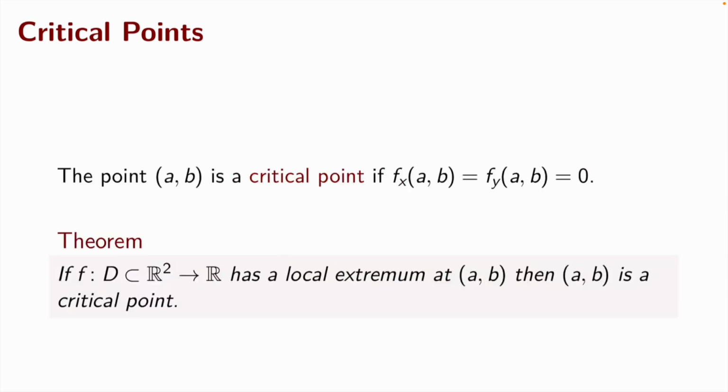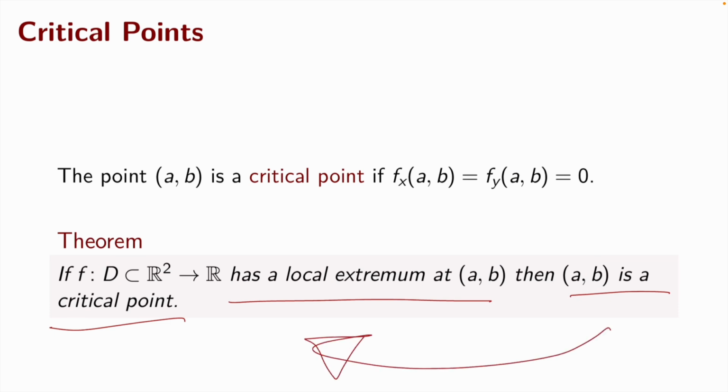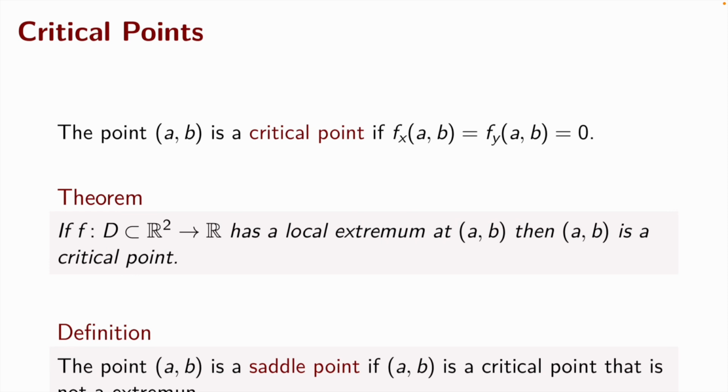And we have a theorem that tells us that if the function has a local extremum at (a, b), meaning it has a minimum or a maximum, then (a, b) is a critical point. So this theorem is telling us that if there is a minimum or maximum, then the derivatives are zero. But this is an if-then result, meaning that we cannot read it in the other direction. The fact that the partial derivatives are zero does not guarantee that the function is going to have a minimum or maximum.